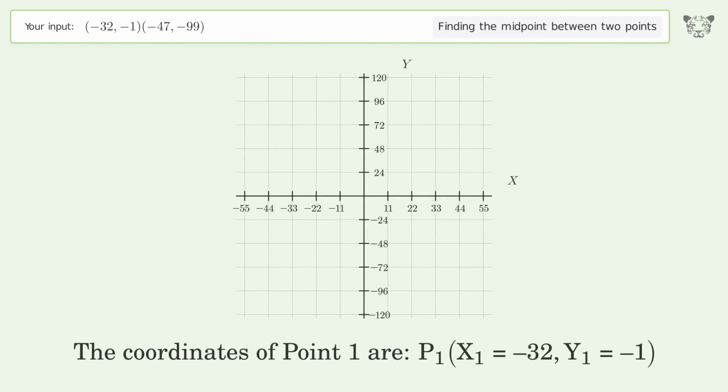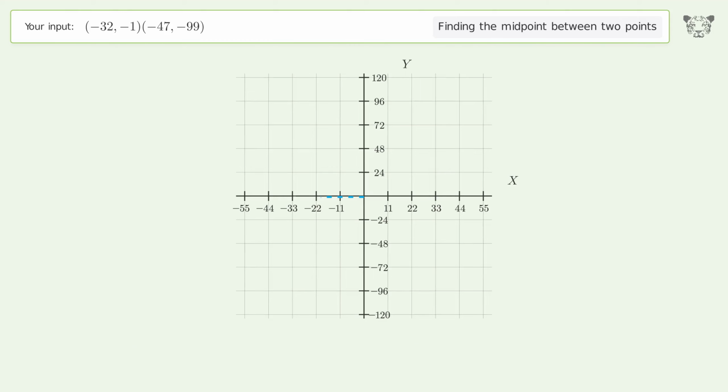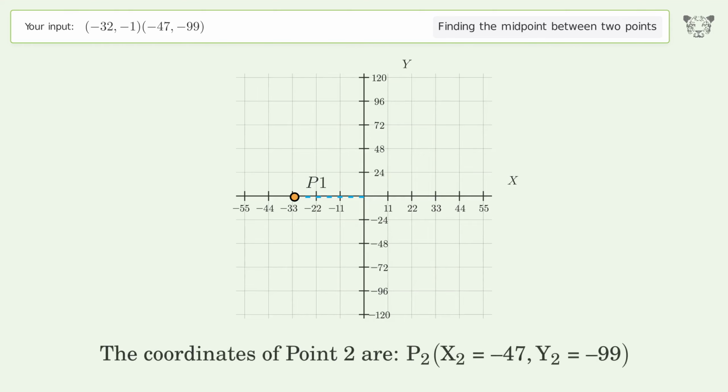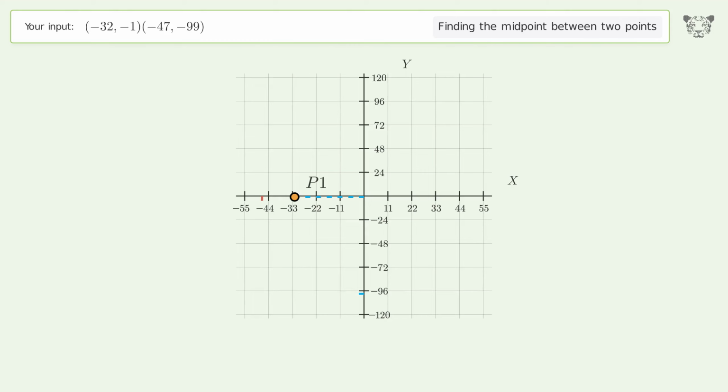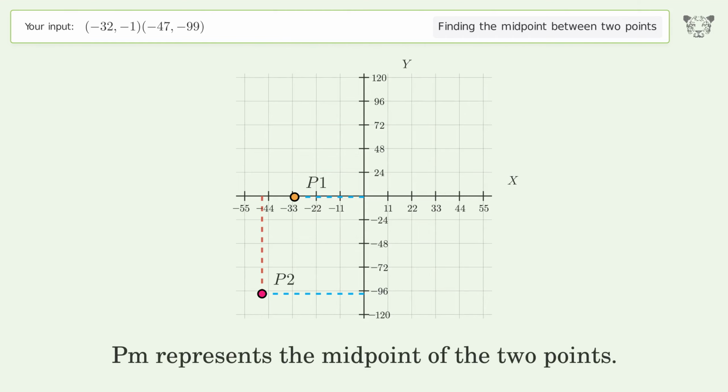The coordinates of point 1 are, x1 equals -32, y1 equals -1. The coordinates of point 2 are, x2 equals -47, y2 equals -99. PM represents the midpoint of the 2 points.